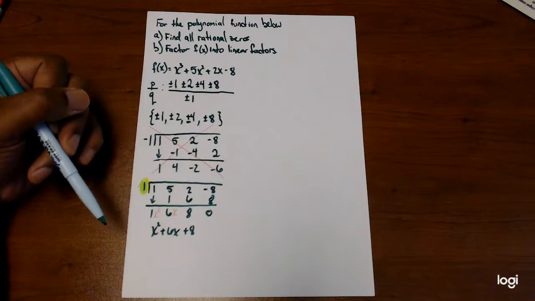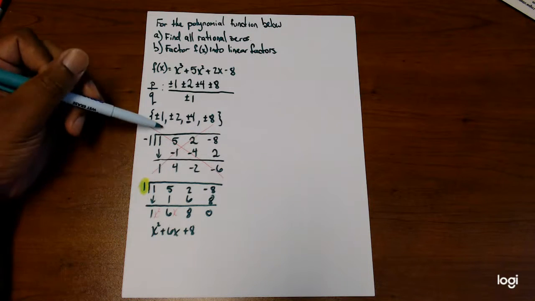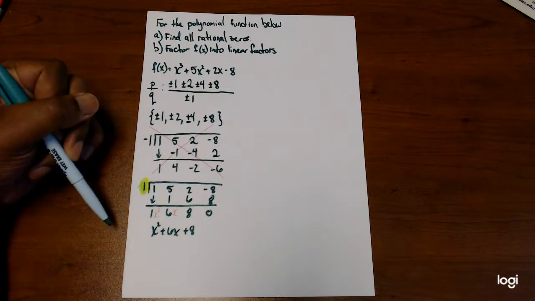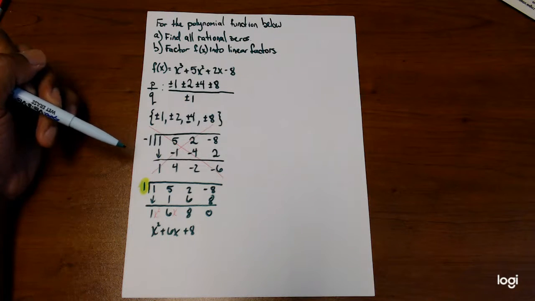I could do that a few ways, okay? I could go back to my list and start testing zeros again, all right? If you have a really long list, however, that's going to be kind of tedious.